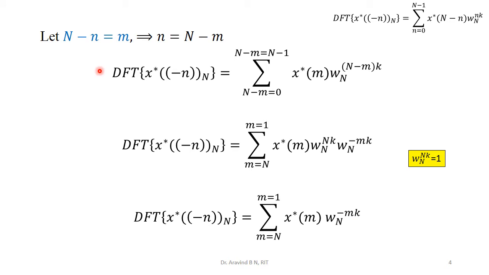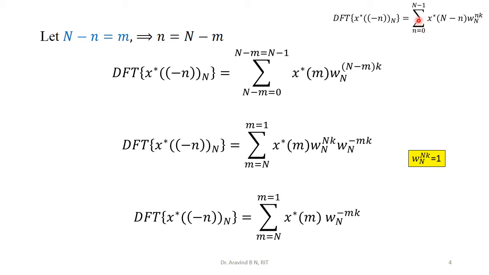Now let us make a substitution to this x conjugate of N minus n. Within this one, let us make a substitution for N minus n so that this can be represented in a simplified manner. Let N minus n is equal to m. This implies n is equal to N minus m. Keeping the left hand side as it is, on the right hand side we can observe the summation starts from n is equal to 0. Now what is n equal to? n is equal to N minus m. So that is being written over here.